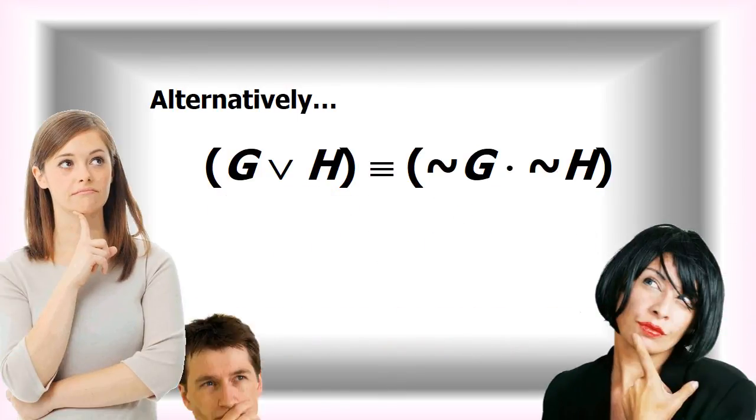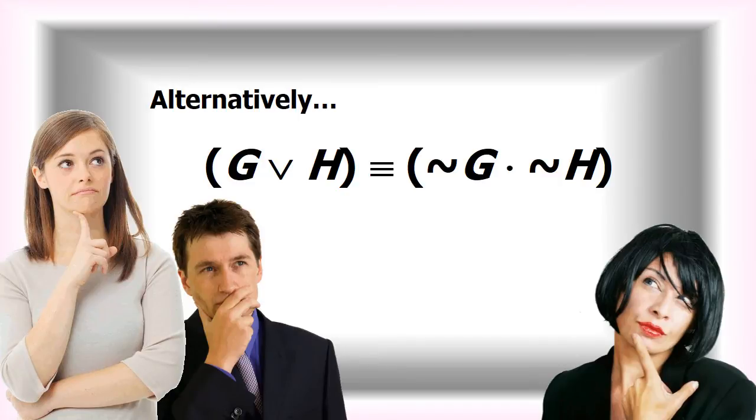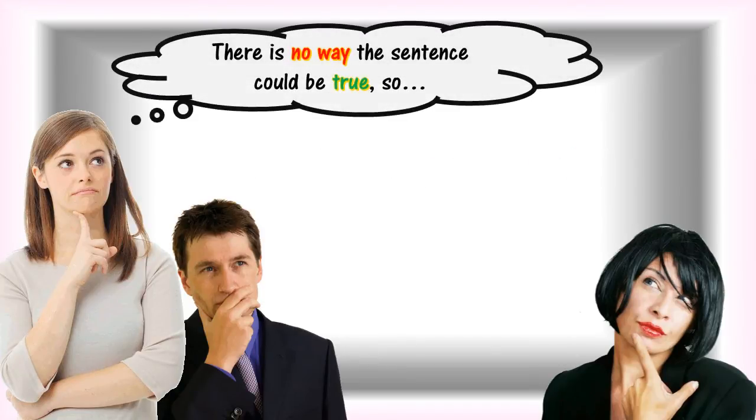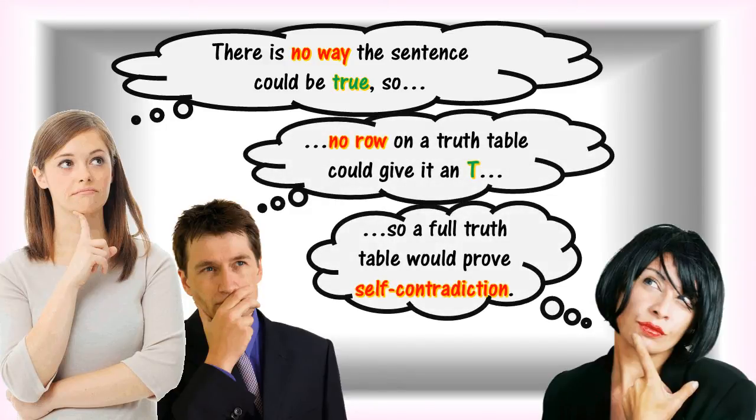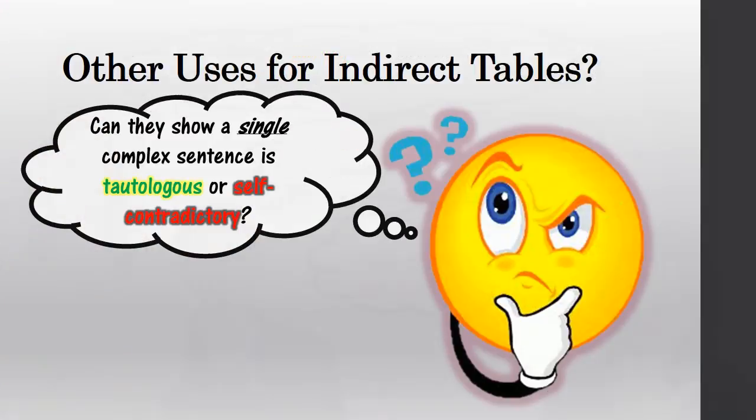So once again, we have a much more convenient way of handling these sorts of sentences. We could say there's just no way that the sentence could be true, so there'd be no row on the truth table that would ever give it a T. So a full truth table would have proven a self-contradiction. Again, we just saved ourselves the inconvenience of doing the whole table.